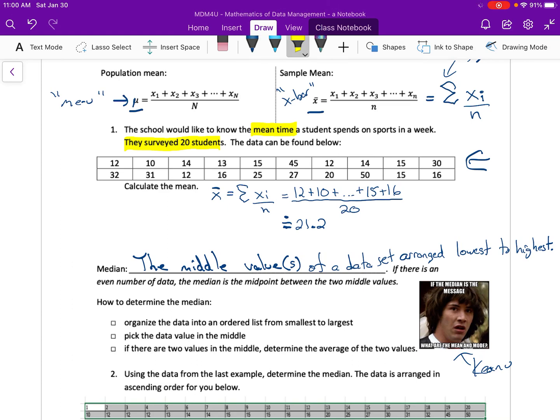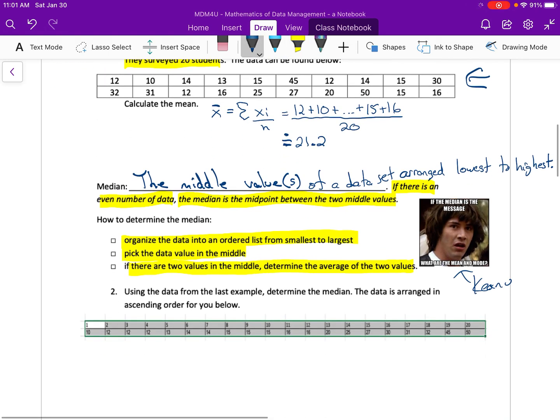Depending on the number of data points, like the one we had above was 20, if there is an even number of data, the median is the midpoint between the two middle values. We'll talk about how to do that, which is basically calculate the mean of those two middle points. The first thing you need to do is organize the data into a list from smallest to largest, which can be time consuming, and pick the data value in the middle. If there are two values in the middle, determine the average of the two.